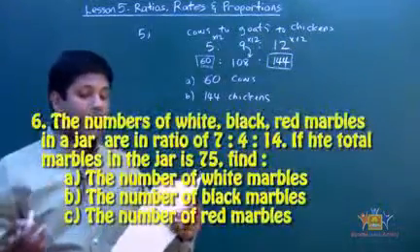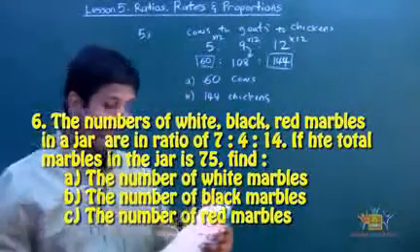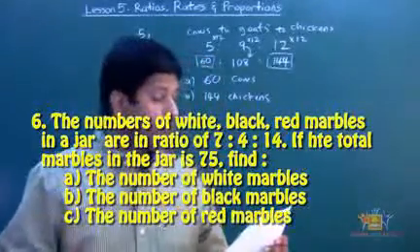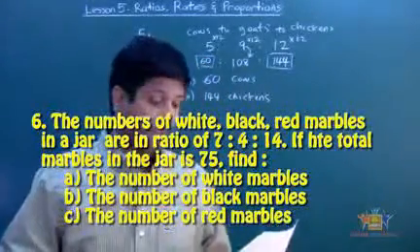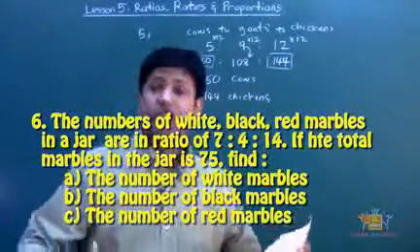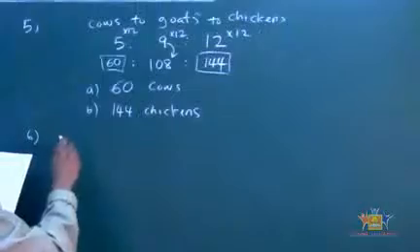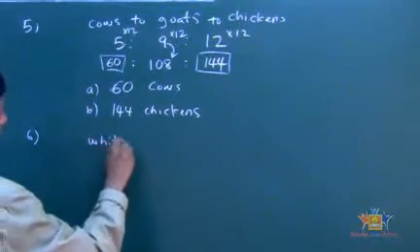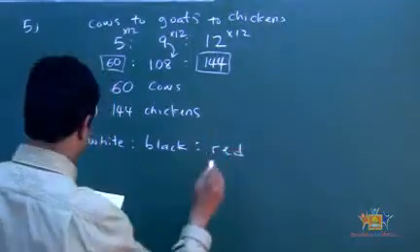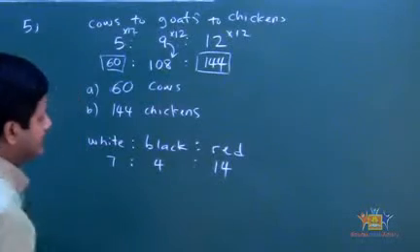The number of white, black and red marbles in a jar is in a ratio of 7 to 4 to 14. If the total marbles in the jar is 75, find the number of white marbles, the number of black marbles, and the number of red marbles. Okay, so let's write down the ratio. Problem 6. You're given white to black to red. Alright, and the ratio is 7 to 4 to 14.